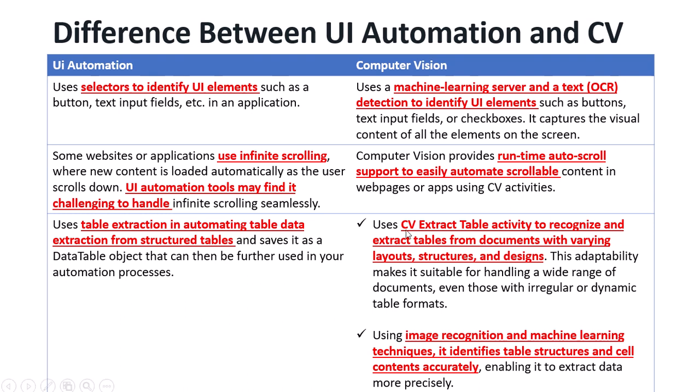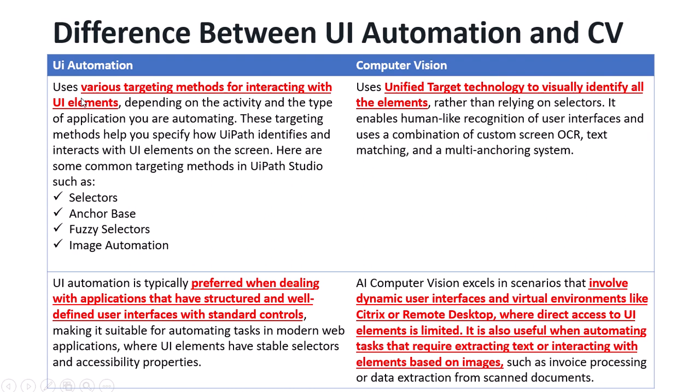The next difference is that UiPath automation uses various targeting methods for interacting with UI elements. Depending on the activity and the type of application you are automating, this targeting method helps you specify how UiPath identifies and interacts with those UI elements on the screen.